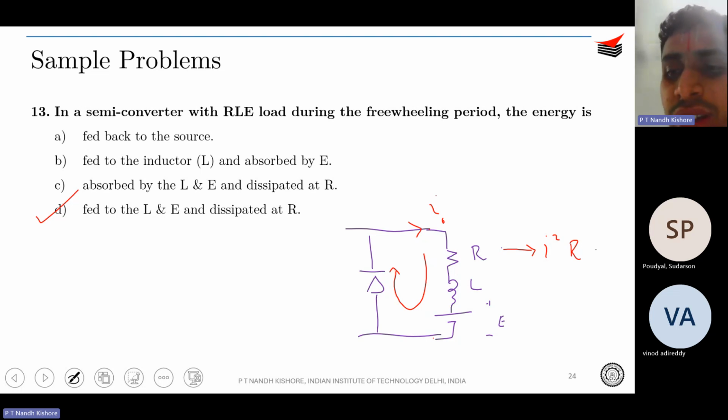Correct. Okay, fine, you're right. Inductor cannot absorb energy. Inductor can only store energy, right? So it cannot absorb energy. So if you feed it, it only just stores energy. Okay.